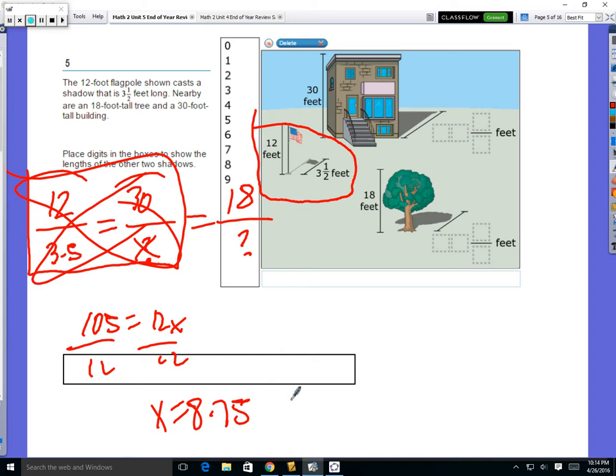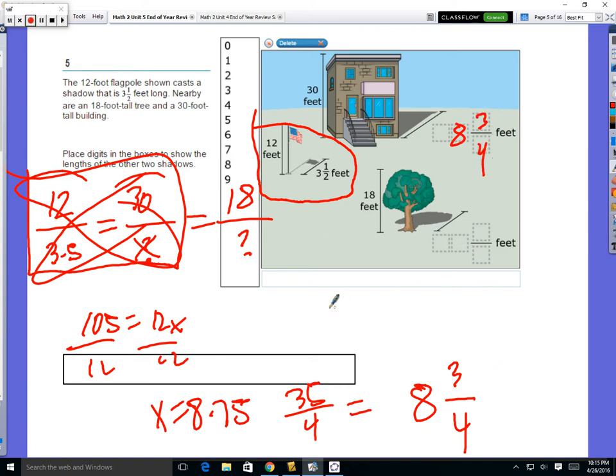That is the same thing as 35 fourths. And that's an improper fraction. 35 fourths is the same thing as, how many times 4 going to 35? 8. And 3/4. So what one did we do? We just did that. So 8 and 3/4 feet.